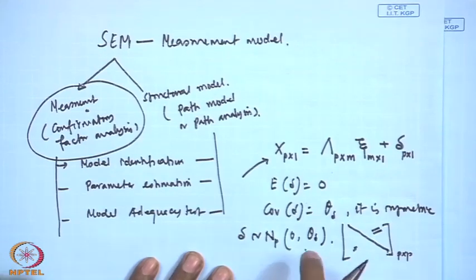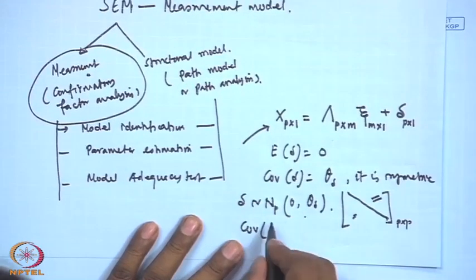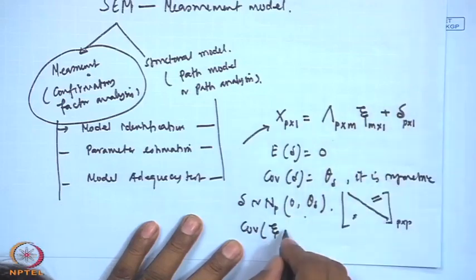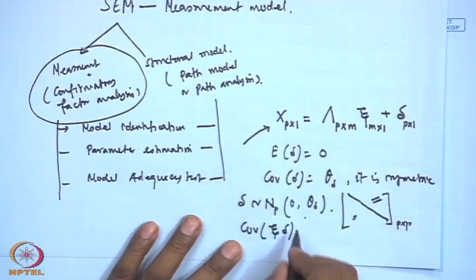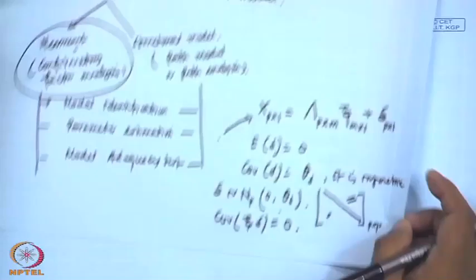Another important assumption here is that the covariance between xi, the latent construct, and the error terms related to the manifest variables is 0. So, these are the assumptions related to the confirmatory factor model.